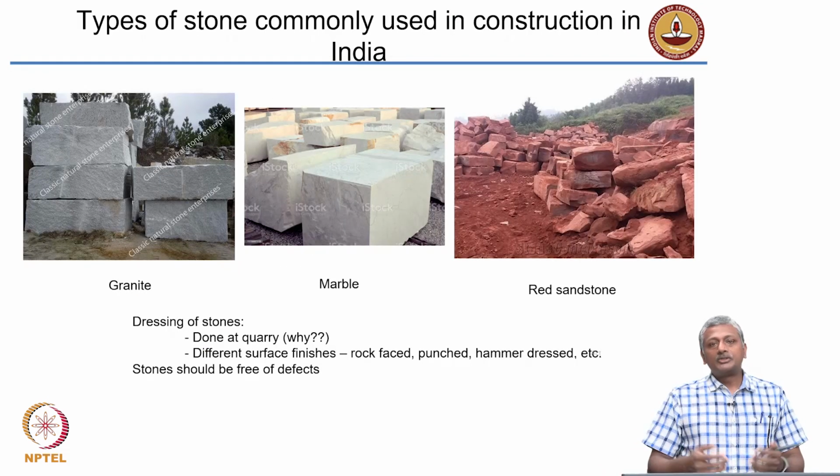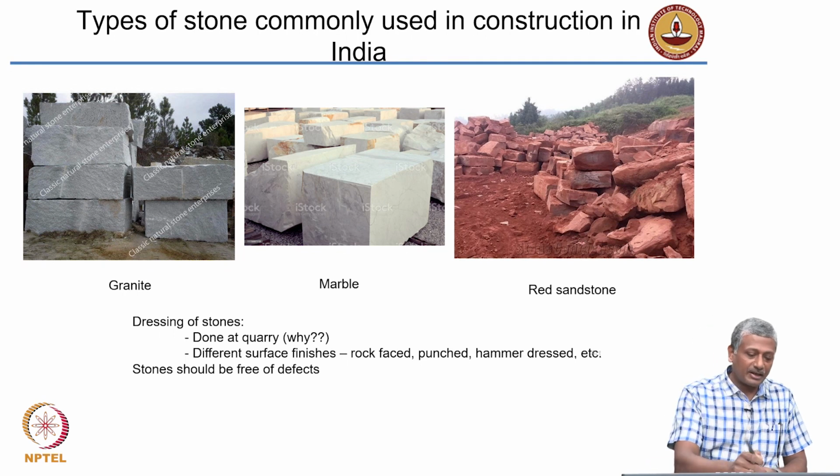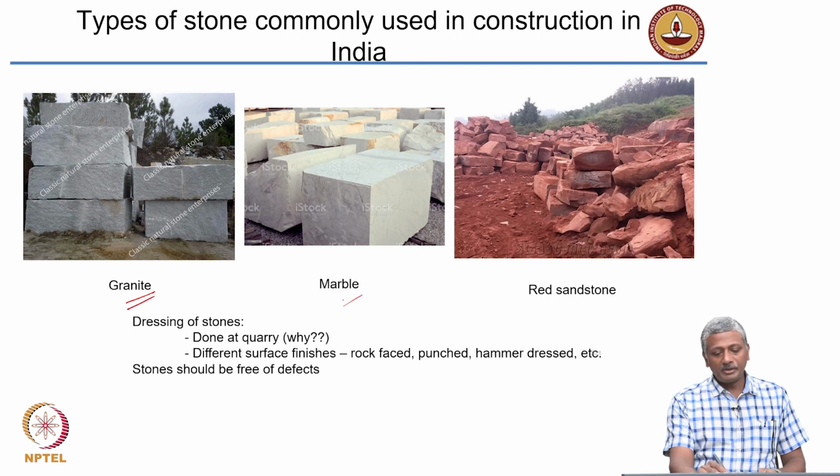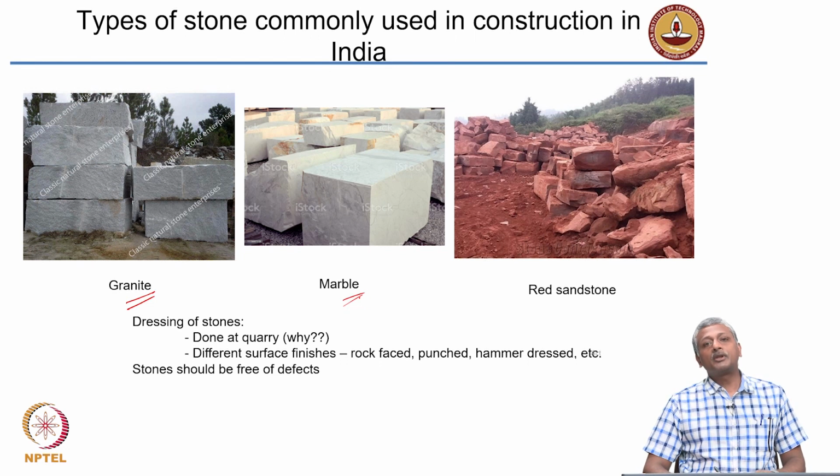Now, typically in India, you will see a large amount of structures made with granite. Especially in southern India, a lot of structures are made with granite. You also have marble. Again, marble is a popular material available in the northern parts of our country like Rajasthan. You get a lot of marble from Rajasthan, and it's popularly used for construction all over the country. Especially monumental structures like temples are often built with marble.